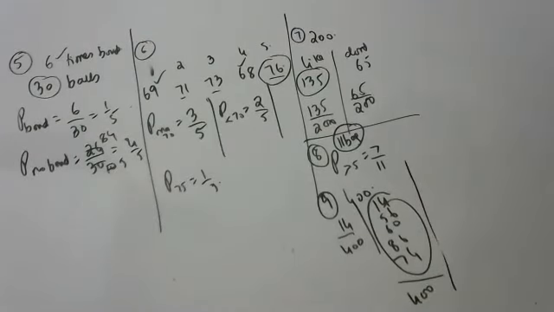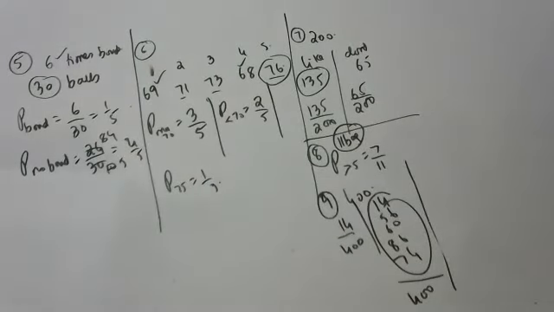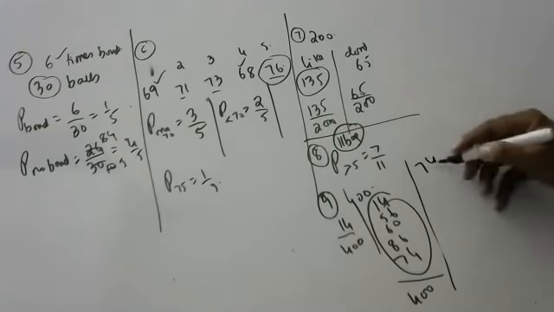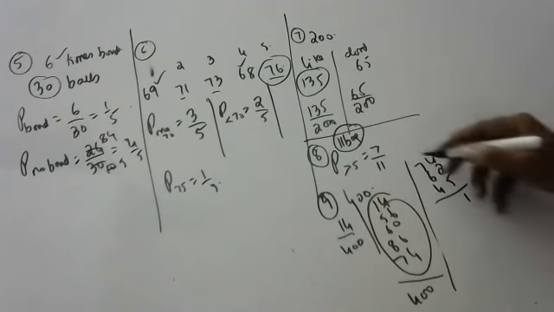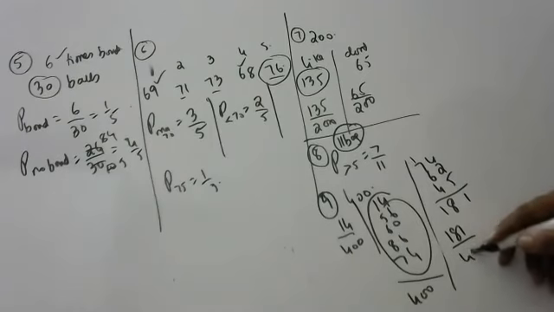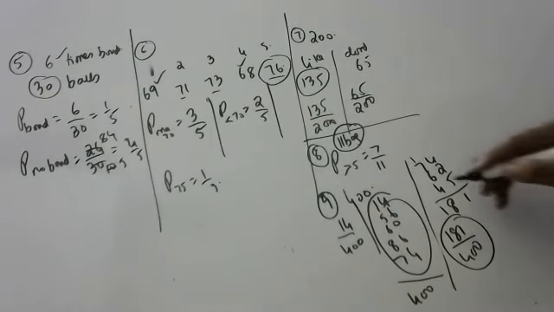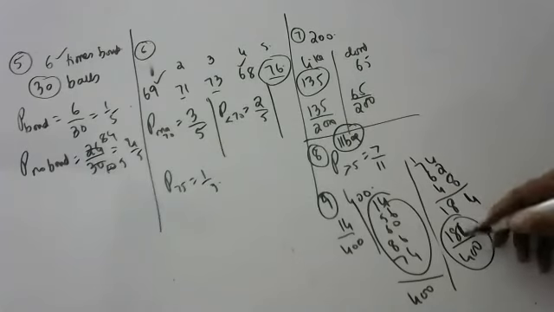And how many of them are at least 700? At least 700 means 700 or more than 700. 74, 62, and 45. 181 are there out of 400. 181 by 400. Like this you have to do.